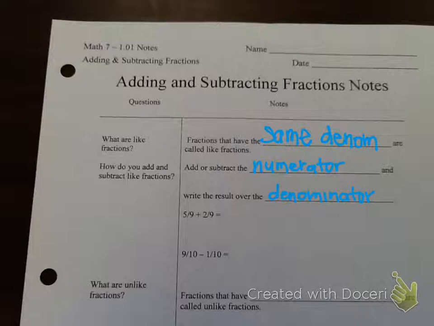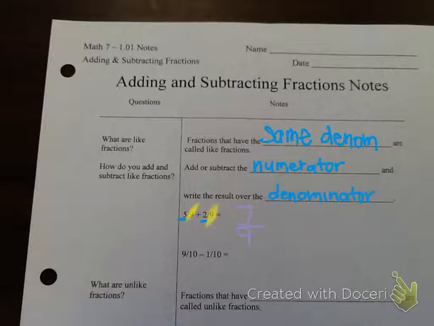So, for example, our first problem is 5/9 plus 2/9. Since we have the same denominator here with the 9, we can simply add the numerators. So 5 and 2 gives us 7. And we keep our same denominator, which is 9.